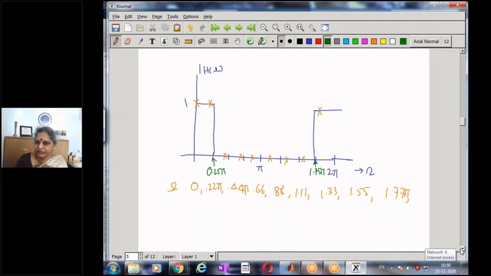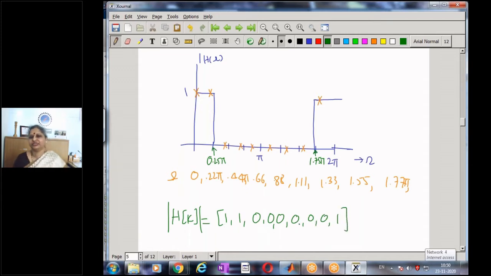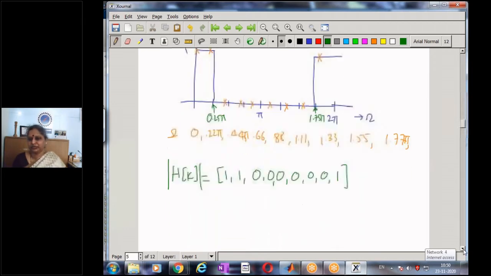So let me write that down. From the desired frequency response, I took 9 equally spaced samples and I got my magnitude response. What's my magnitude response? The first value is 1 for H of k, the second value is 1, and then I have 6 zeros, and then 1. So in total I have 9 values, 6 zeros and 3 ones. And by symmetry, this is how it looks. This is the magnitude response.